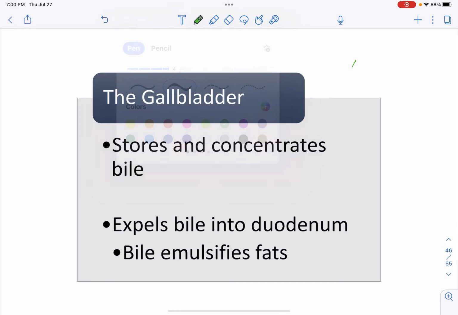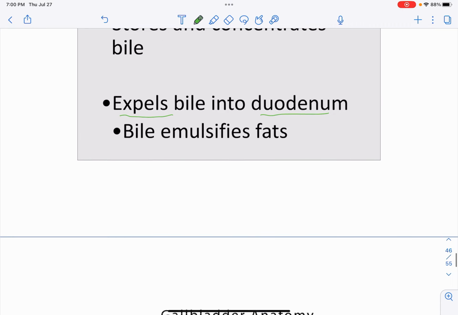All right, so the gallbladder is going to store and concentrate all of the bile that is made by the hepatocytes. And it is going to expel this bile into the duodenum. And this is what is going to help emulsify or break down fats that we've eaten.